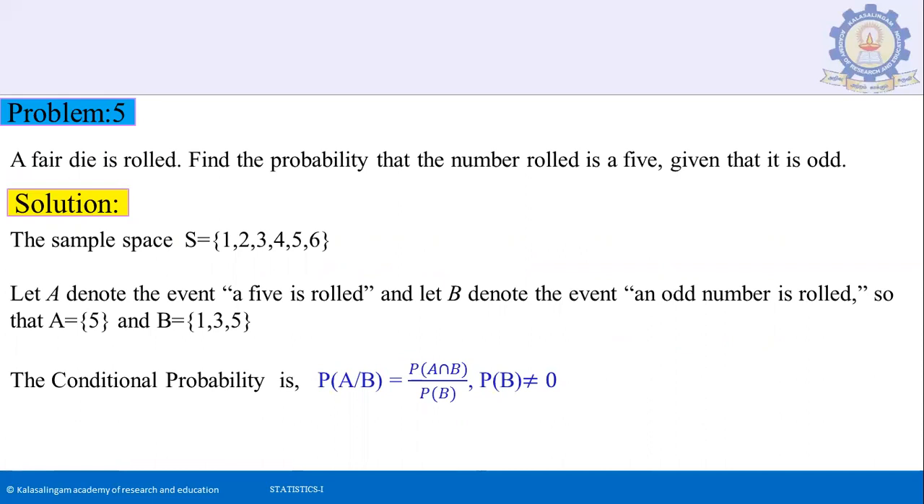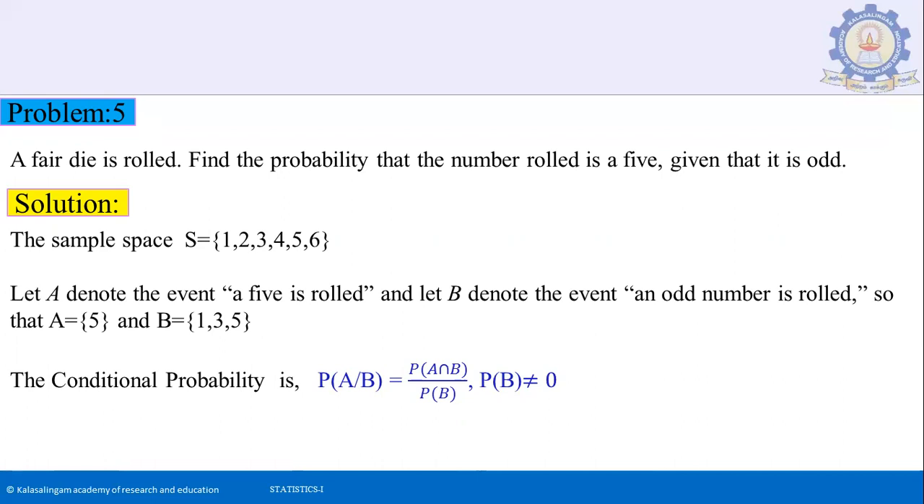A fair die is rolled. Find the probability that the number rolled is a 5, given that it is odd. So it is a conditional probability related problem. The sample space S equals 1, 2, 3, 4, 5, 6. Let A denote the event a 5 is rolled and B denote the event an odd number is rolled. So therefore A equals singleton 5 and B equals {1, 3, 5}.